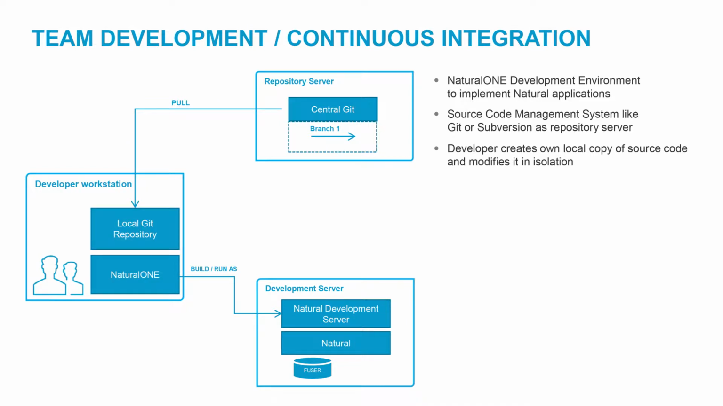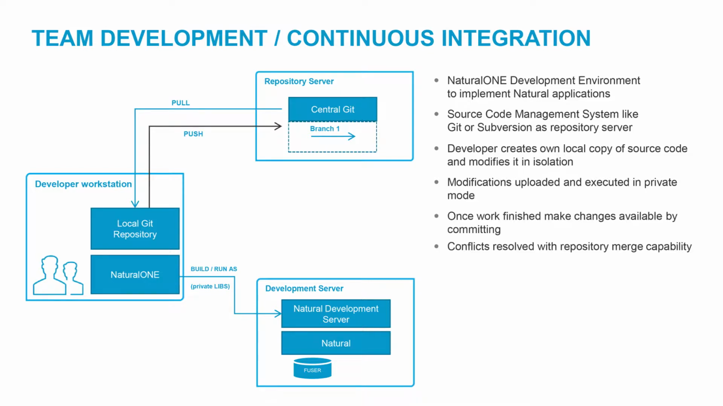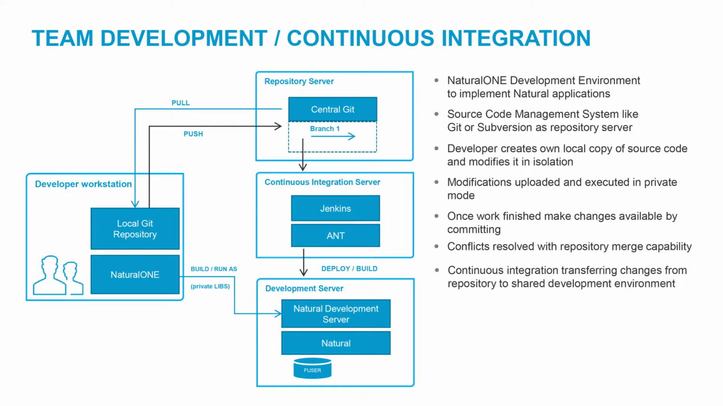Developers create a local copy of the source code which they modify in isolation. Modifications are uploaded and executed in private mode, which means they don't affect other developers. Once work is finished, changes are made available by committing or pushing them to a central repository. Any conflicts that may arise are resolved with the repository's merge capabilities. Continuous integration transfers changes from the repository to the shared development environment.